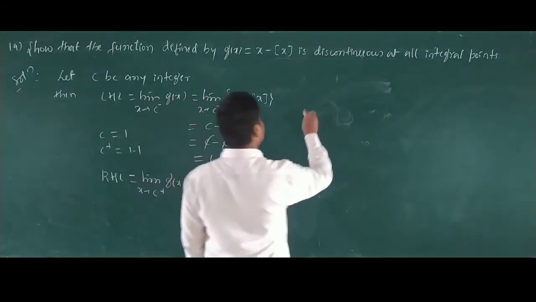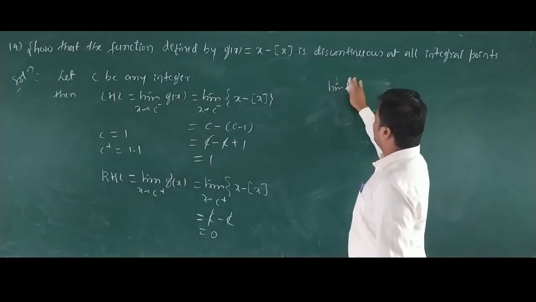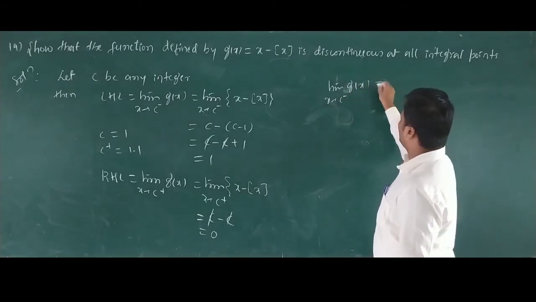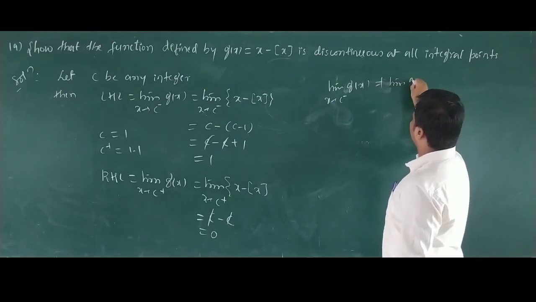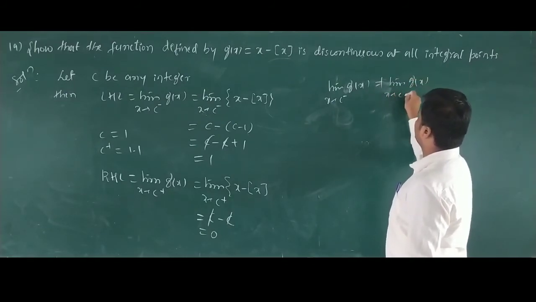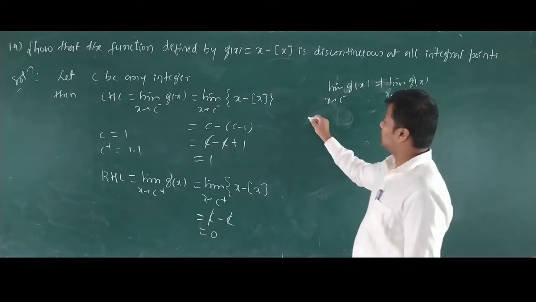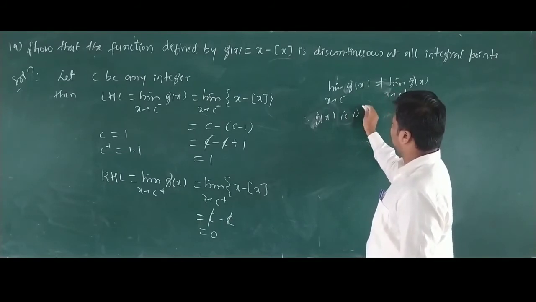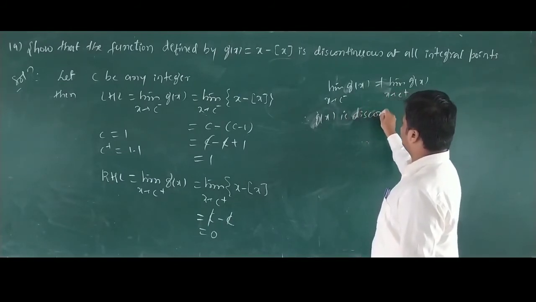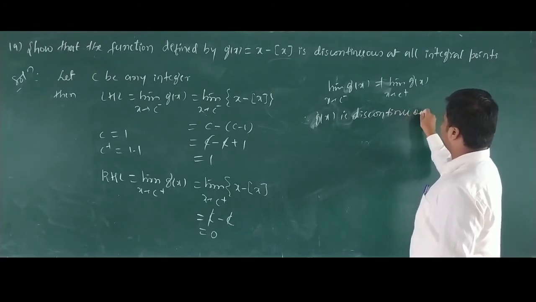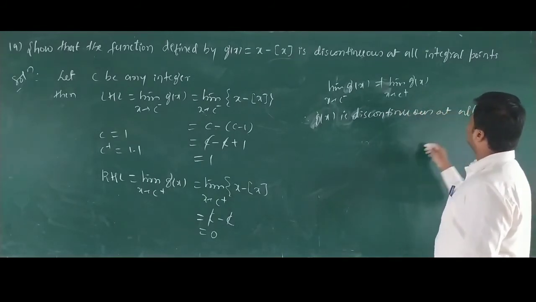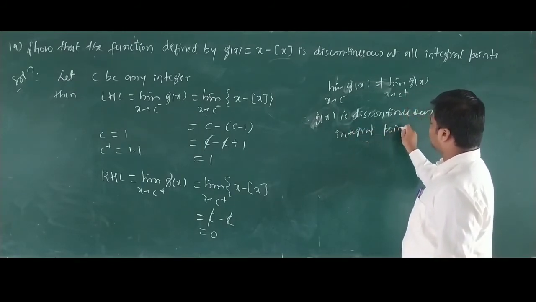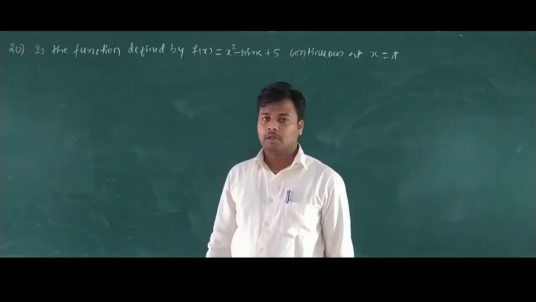Now see what happened. Therefore limit of g of x as x tends to C minus is not equal to limit of g of x as x tends to C plus. Therefore g of x is discontinuous at all integral points. Okay. Now next question.